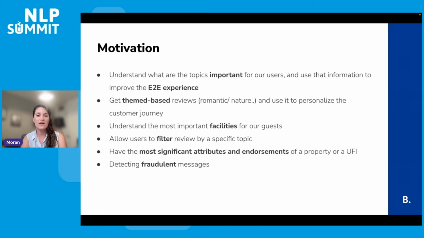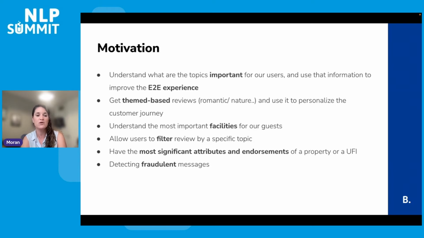One of the use cases to do that is to get theme-based reviews. For example, we can get reviews discussing romantic and nature and use them to personalize the customer journey. So if a customer is looking for a romantic place, I will recommend properties where I can see romantic being a very important topic in the reviews of this property. We want to understand the most important facilities for our guests, and we can present in each property what the most important facilities are that guests are talking about.